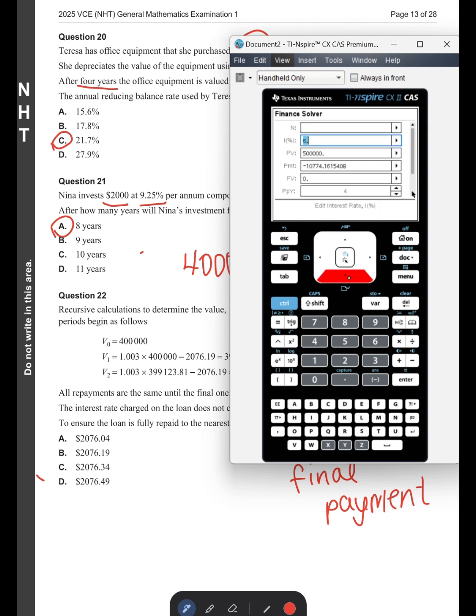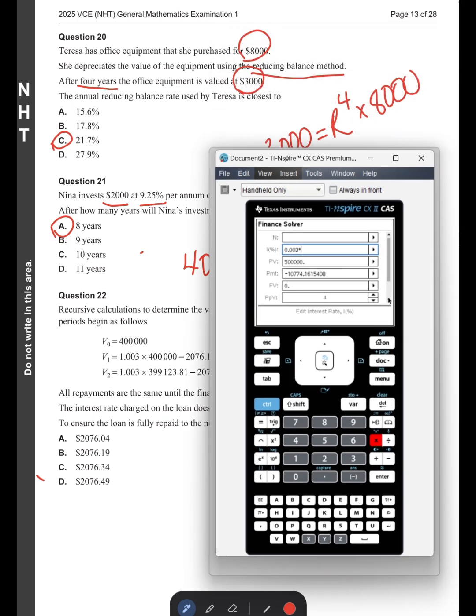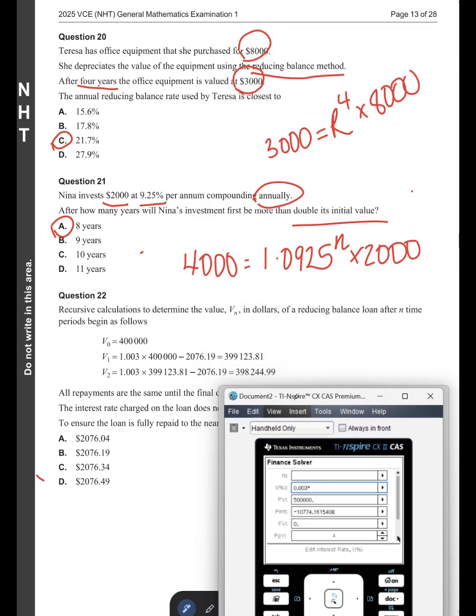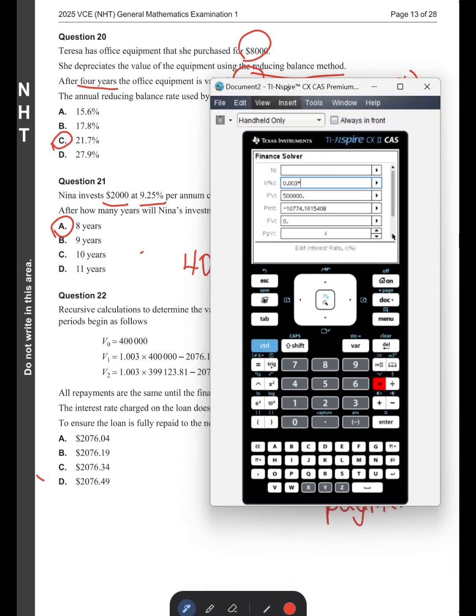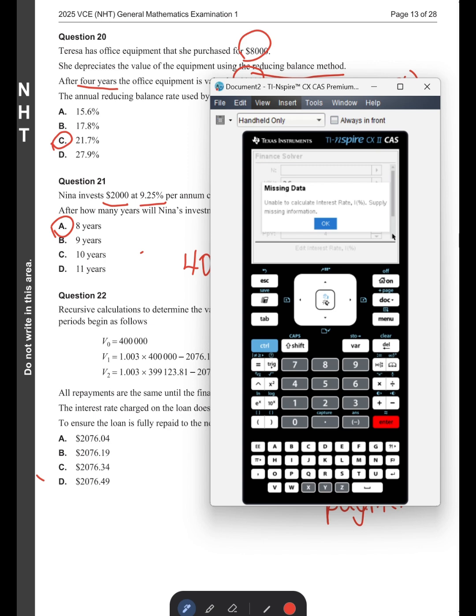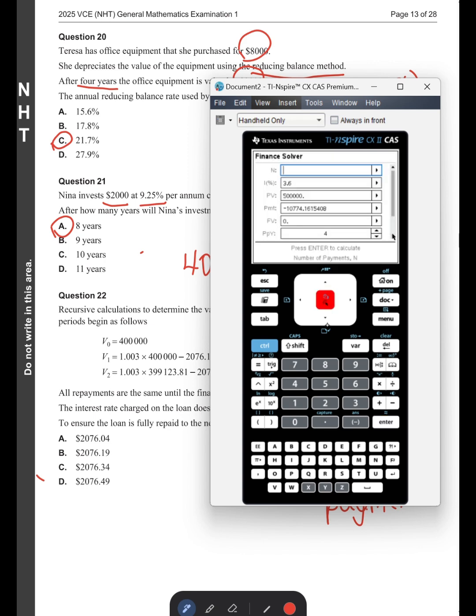I don't know n. I do know that my interest rate is 0.003 times. Now, we don't even know what our time period is. I'm just going to make an educated guess here and say 12. So I'm going to say it's monthly. Okay, and monthly gives me an interest rate at 3.6. So that makes sense. Anything higher is probably going to be too high. Anything lower is going to be too low. So we'll just go with that.